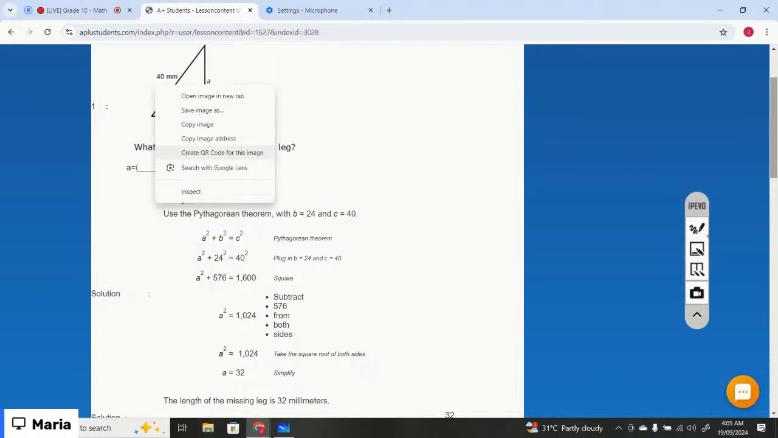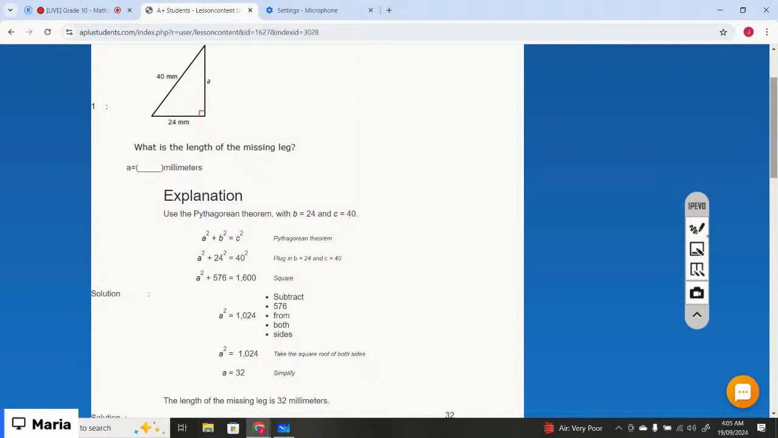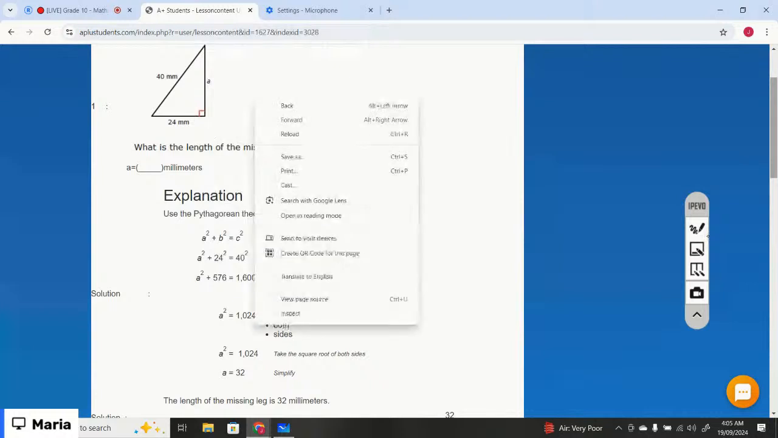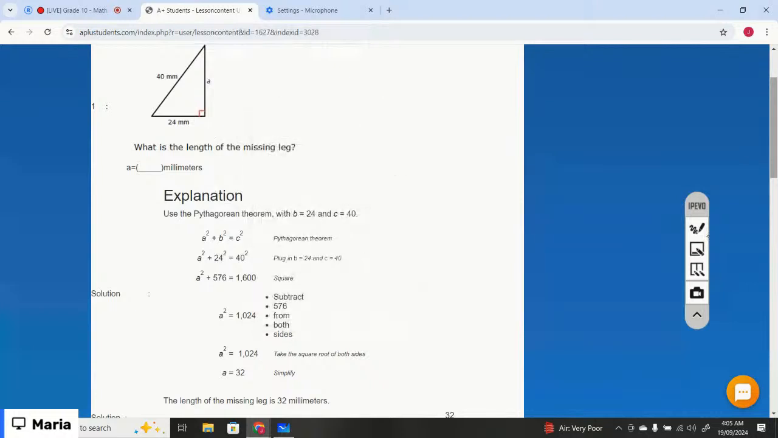C is 40 and B is 24. So just put in the values. 40 square equals 24 square plus A square. So subtract 576 from the other side, you are left with 1024. That is the value of A square. You need to find the value of A, so you need to calculate the square root both sides. So that means the length of the missing leg is 32. Got it?